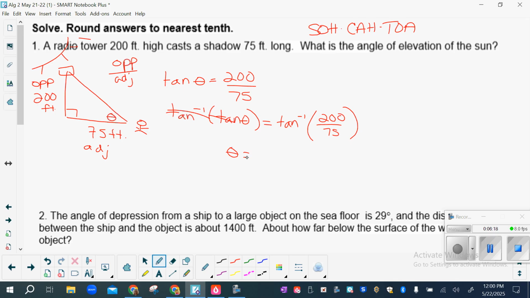Okay, so this group back here, what is the tangent inverse of 200 divided by 75? 69.4. Good, and it's 69.4 what? Degrees, good. So we are looking for the degree there on that. Does that make sense? Yeah. Okay, so problem number 2.